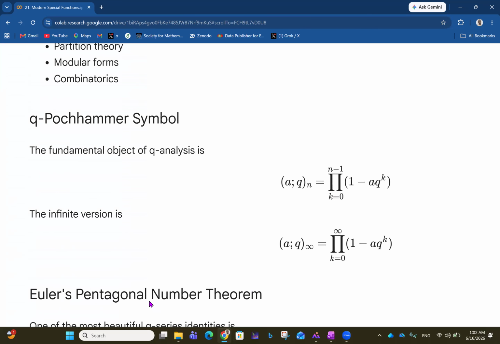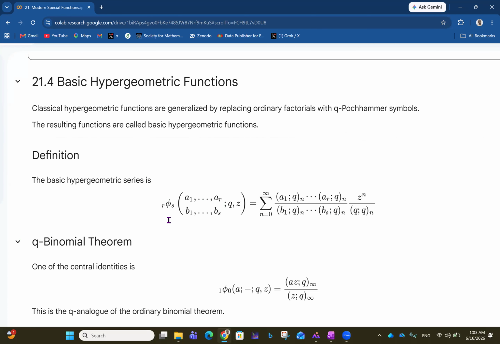Then we move on to basic hypergeometric functions. Still talking about modern special functions. Classical hypergeometric functions are generalized by replacing ordinary factorials with Q-Pochhammer symbols. The resulting functions are called basic hypergeometric functions. So the basic hypergeometric series is r phi s of a1 to ar, b1 to bs; q, z equals this summation you have right here from n equals 0 to infinity of all of that.